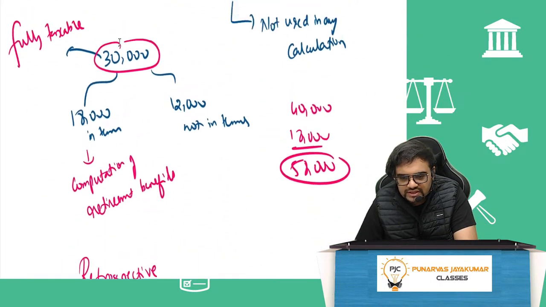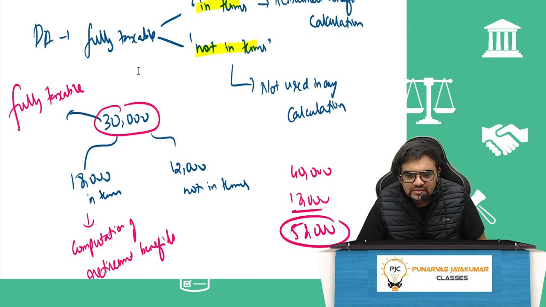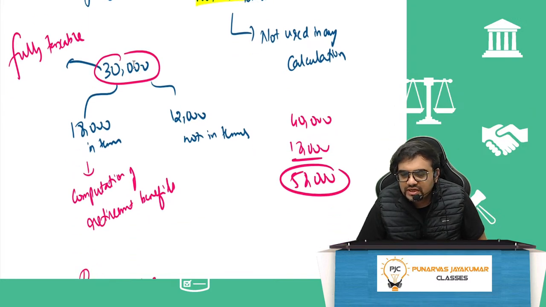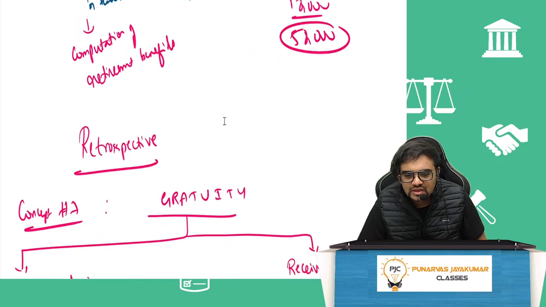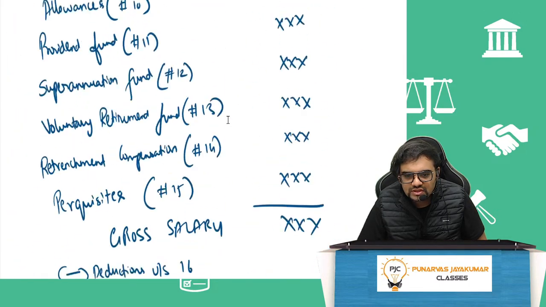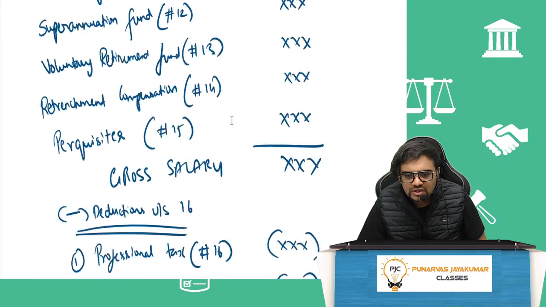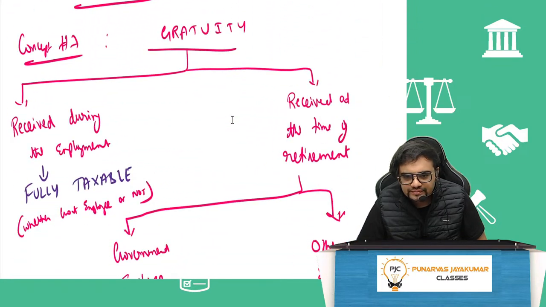They would have given in the exam, so no problem. So fully taxable, that is 30,000. In that, 18,000 is, let's say, in terms, 12,000 is not in terms. 18,000 is used for computing the retirement benefits like PF and all those things. Anyway, those are all the various things that we'll have to see, bonus and all that.